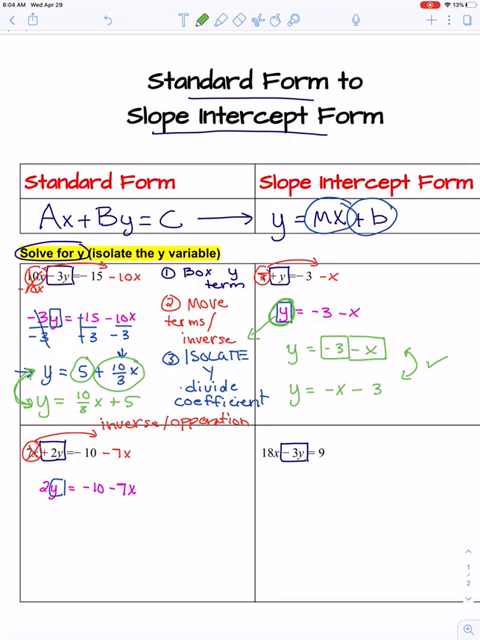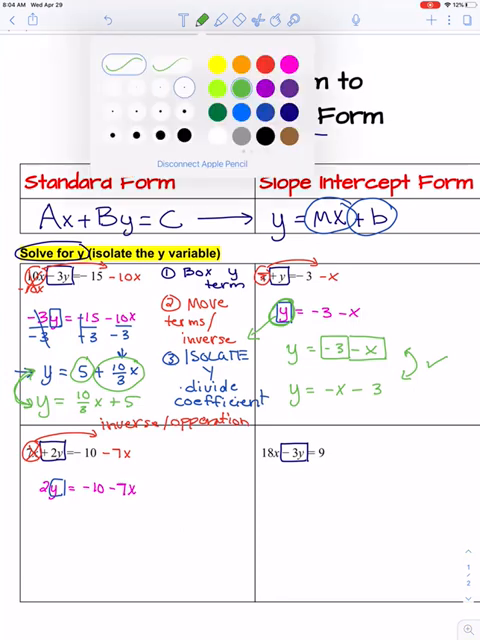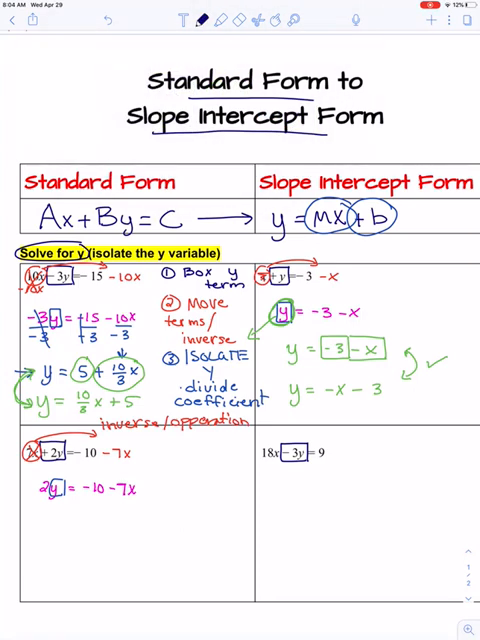Okay, isolate y. Let's get back to my blue so you'll understand which step I'm doing. So again, isolate y. So I've got to divide everything by 2. 2 divided by 2 is 1, but we don't write 1 as a coefficient. We just bring our y down. A negative and a positive is going to give me a negative. 10 divided by 2 will reduce down to 5. A negative and a positive is a negative.